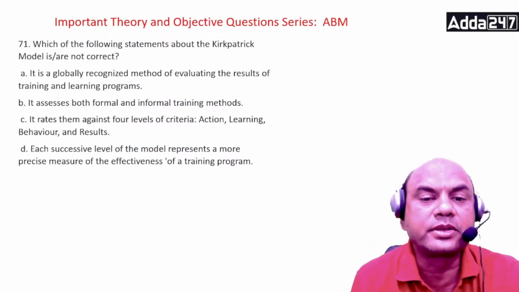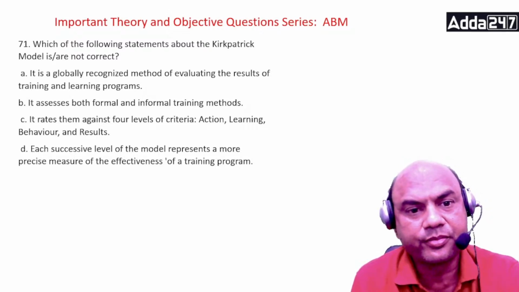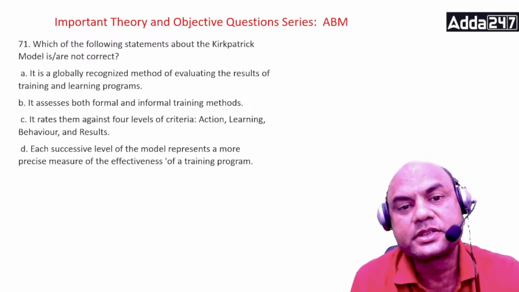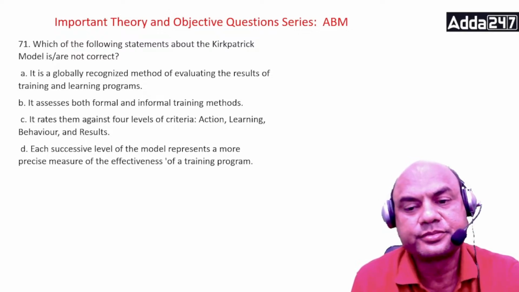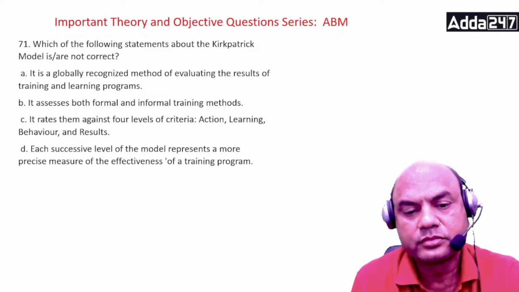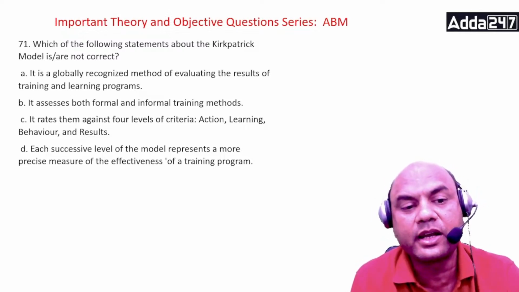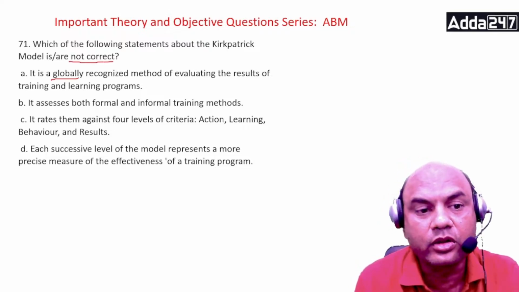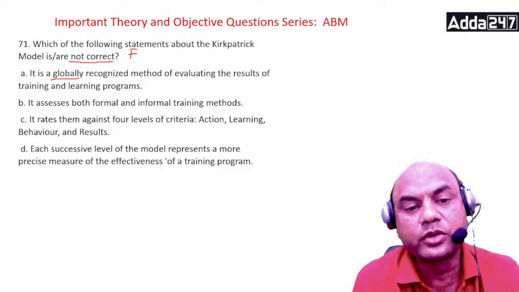Which of the following statements about the Kirkpatrick model is not correct? So you want the Kirkpatrick model. Which of them is not correct? Look at the options. Start reading them. It is a globally recognized method of evaluating results of training and learning in the classroom. So globally recognized. And what do you want? Not correct. Here, always focus on the question. So you want the false one. It assesses both formal and informal training.